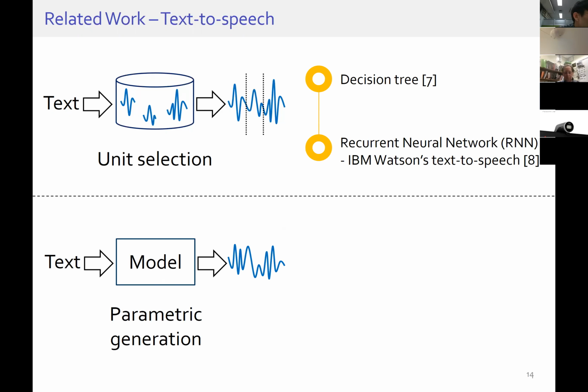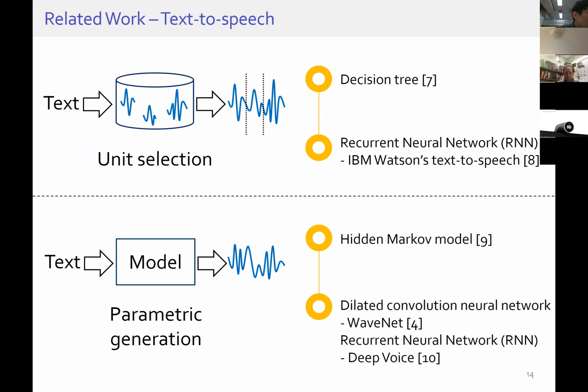The other one is the parametric generation method. In this method, the model infers parameters of the acoustic feature and directly generates the output from the acoustic feature. Convolutional neural networks and RNNs are currently used for this method. DeepMind's WaveNet and Baidu's Deep Voice are examples of this method.